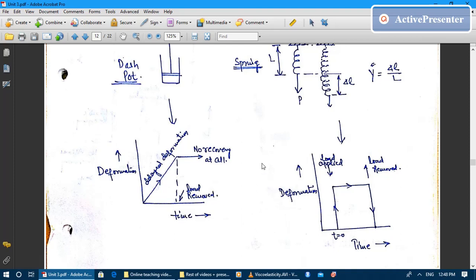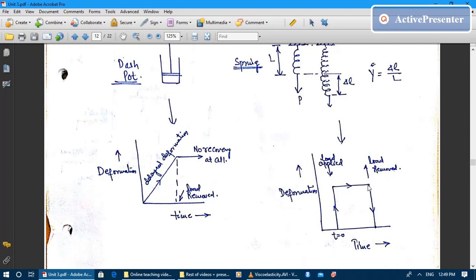In comparison to dashpot, let us see the behavior of a spring. Again, we'll plot a deformation versus time curve, and let's say at time t is equal to 0, at that point of time, we are applying the load P to the free end of the spring. Then what will happen with the application of the load, spring will suddenly expand, and delta L will be the expansion. So this much deformation is delta L deformation. Then it will not undergo further deformation, and the deformation will be constant as long as applied load is present.